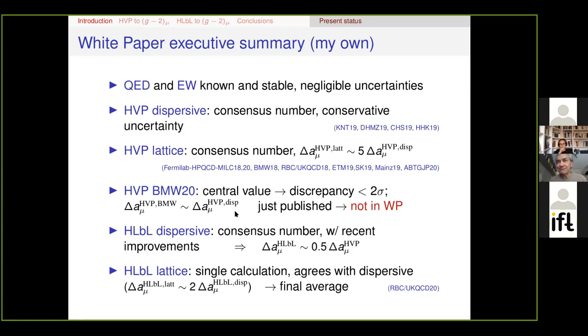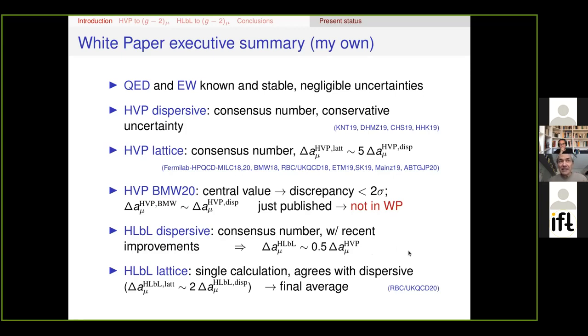And as you know, when you make this summary, there are also rules you have to set up before you start. And one of the rules, like in FLAG, which Carlos knows very well, is that if it's not published, it's not considered, for example, for the final average. And I must say, in this case, also given the small shift in the final result, I think this was shown to be a wise decision.